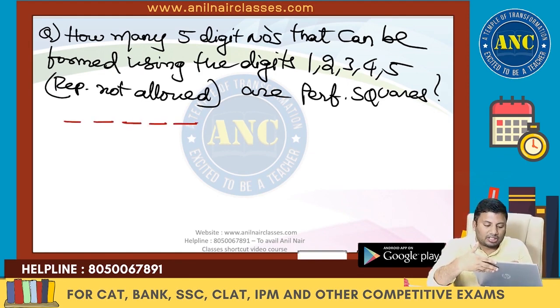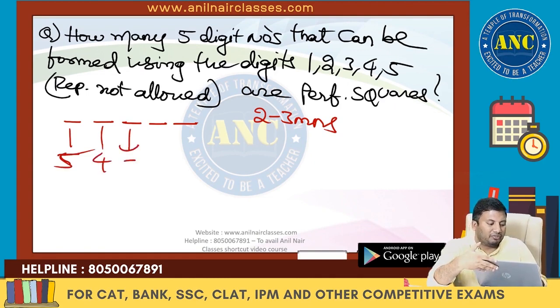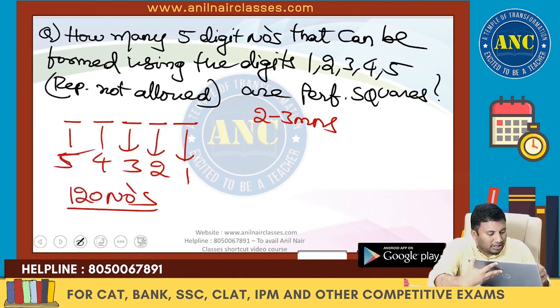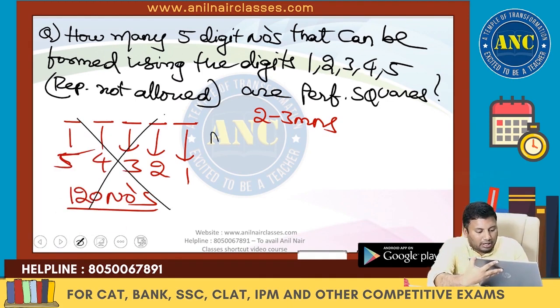Most of the students will take 2 to 3 minutes to solve the question. First thing they will do, these can be arranged in 5 ways, this in 4, this in 3. There are 120 numbers. They will keep checking what those 120 numbers are. This is a stupid method. You don't need to do this method. Method number 2. Please write down. Method number 2.